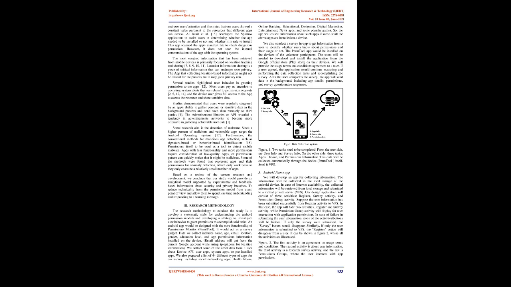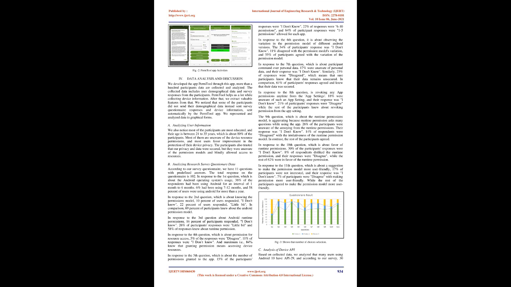Suppose the user information has been submitted successfully from register activity to VPS. In that case, the app will hide 2 activities, register and survey activity, while permission group activity will display for user interaction with application permissions. In case of failure in submitting the user information, none of the activities/buttons will be hidden. If only the survey were submitted, the survey button would disappear. Similarly, if only the user information is submitted to VPS, the register button will disappear from a user.